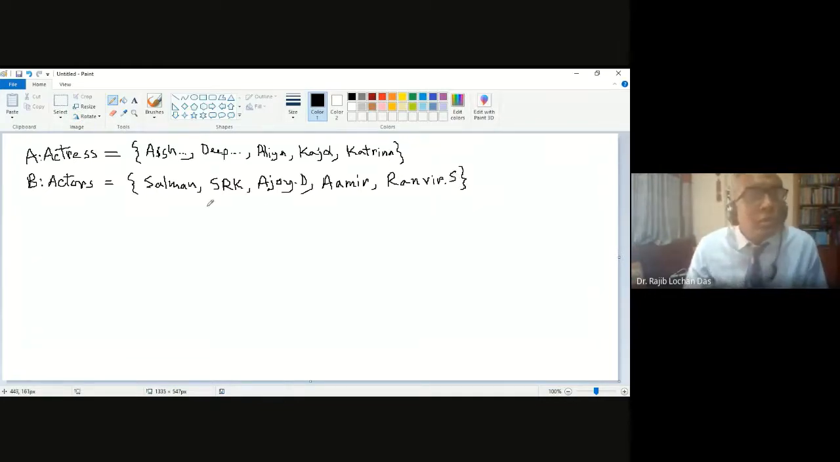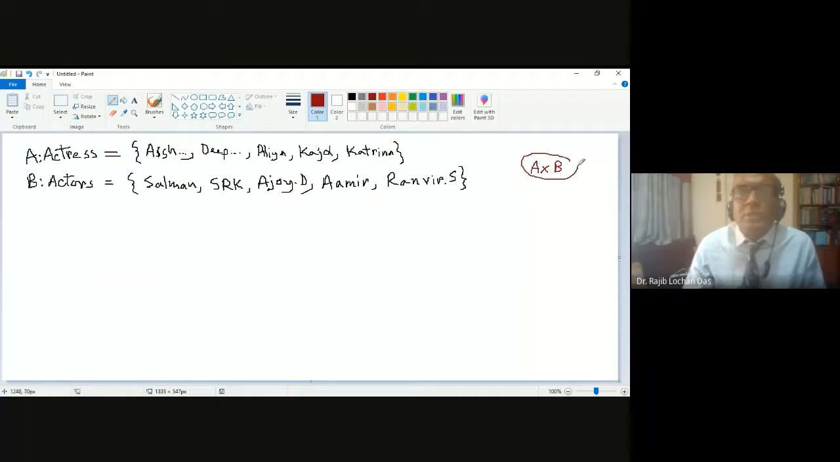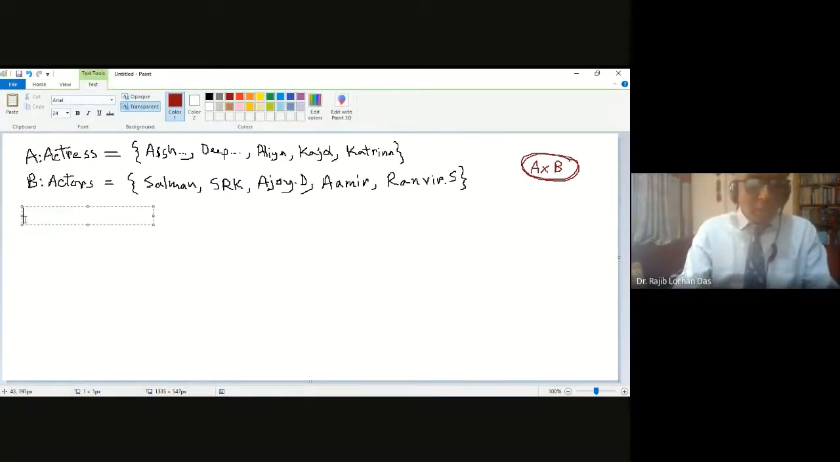So you already understand what will be A cross B. Any confusion? What will be A cross B? It will be the set with all possible pairs. Now I'm making a relation, so I am writing something.